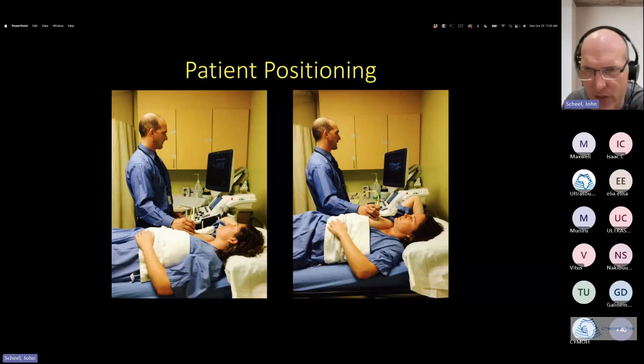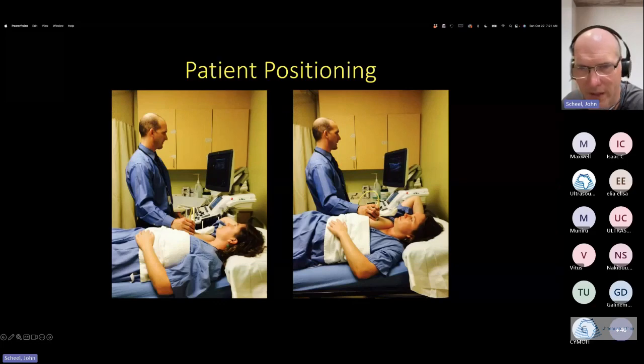Here is from the other side, showing how her breast, on the left picture, is actually off to the side. And so there's not a lot of tissue where I'm imaging, and that's compared to her being rolled up on the right side, where you can see that the breast tissue thickness is consistent all the way around her breast. So the picture on the right is correct.